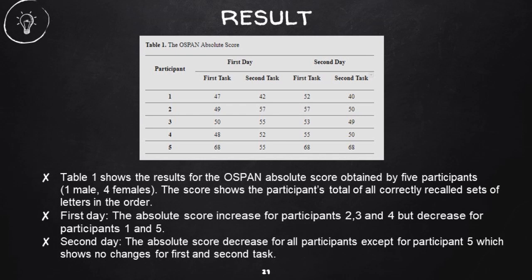Next, for the second day, the participants will have to repeat the same process, but they will listen to the recording of the ocean wave without binaural beats. Based on the table shown, the absolute score decreased for all participants except for participant 5, which shows no changes between the first and second tasks. The score maintained at 68 on both tasks.